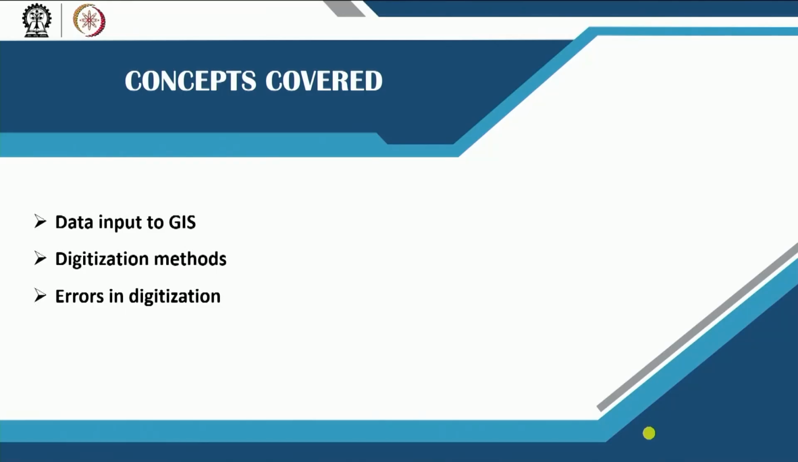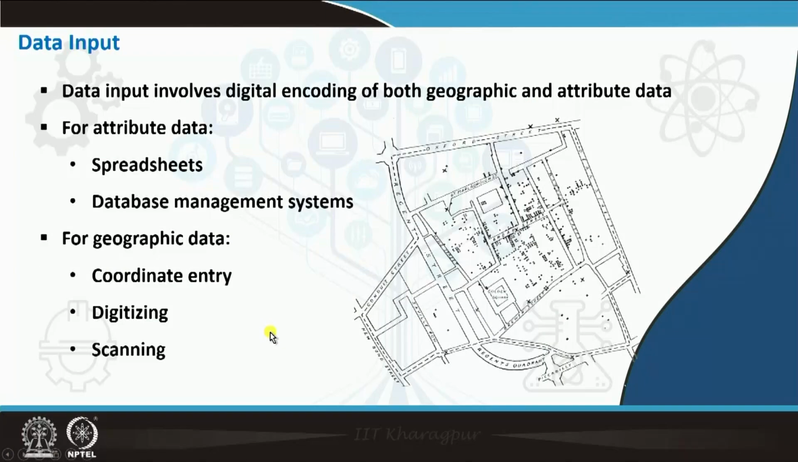So, these are certain concepts that I will cover. One is the data inputs to GIS, what the different digitization methods are, and what the errors in digitization are. This is extremely important for everyone to understand, so that these errors can be corrected in your entire data set.